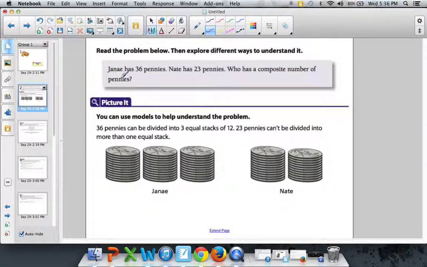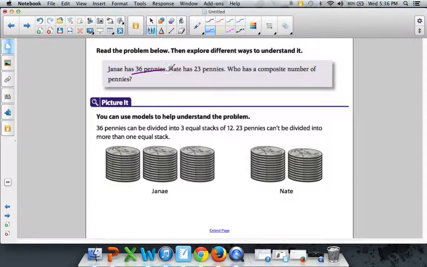Oh no. Alright, Janae has 36 pennies. I didn't mean to cross it out. I meant to underline it. 36 pennies. Nate has 23 pennies. Who has a composite number of pennies?